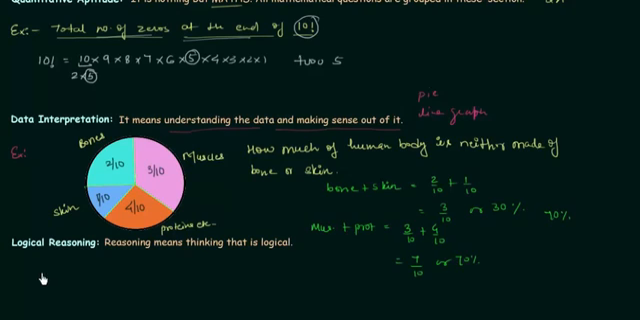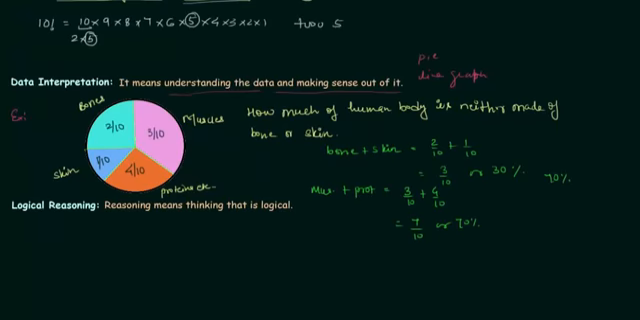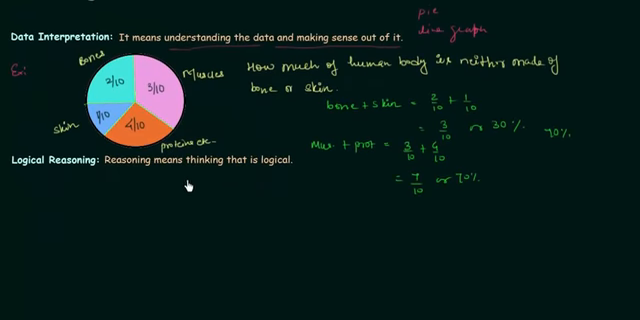Now we will move to logical reasoning, and this is the last part of this presentation. Logical reasoning means thinking that is logical. We will try to understand logical reasoning by one example. I have a series: 2, and then I have 5, 10, 17, 26, and we have to find out the next number. This is the series given to us and we have to find out the next number.